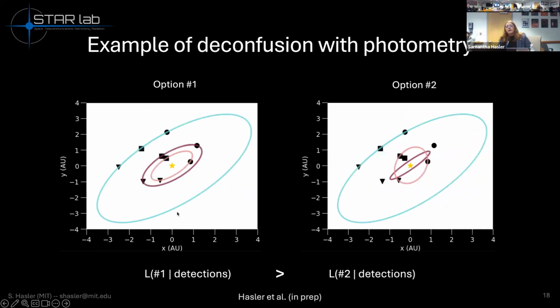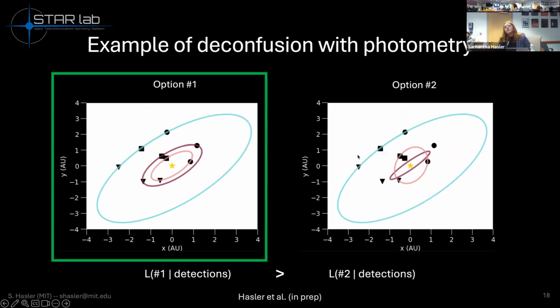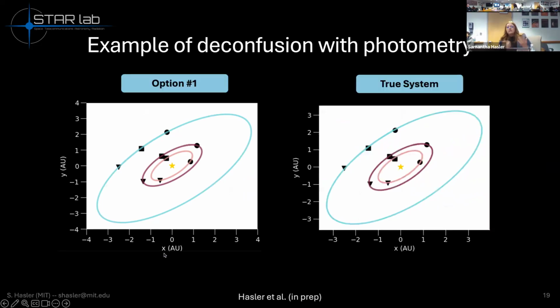So when we compare the likelihood of option 1, given the detections, to the likelihood of option 2, in this scenario, we end up with the likelihood of option 1 being higher than 2, given that photometric information. And because these are simulated systems, we can compare option 1 to what the true system parameters look like. And so the good news here is that on top of being deconfused, we have chosen the system which more closely resembles the true system in this scenario.